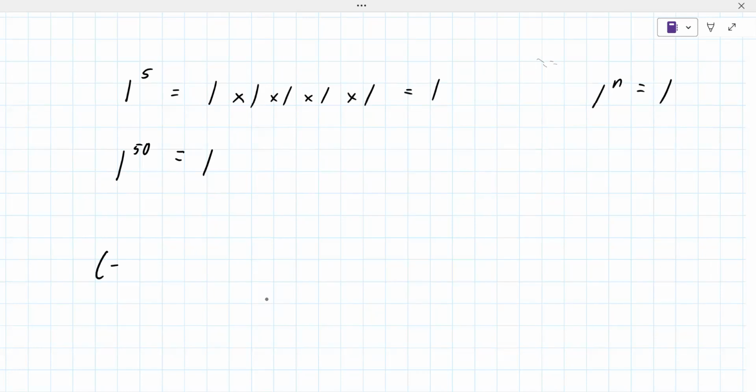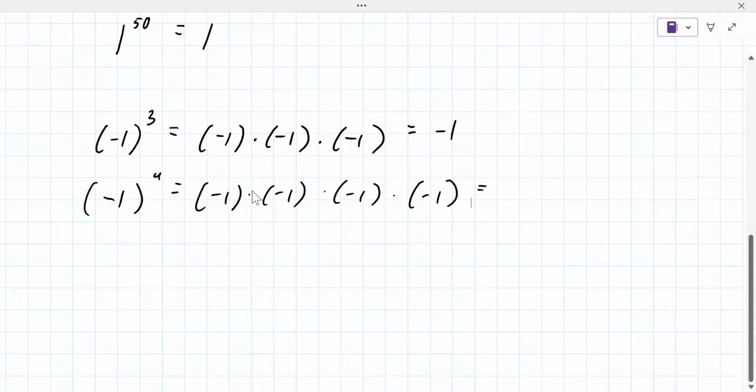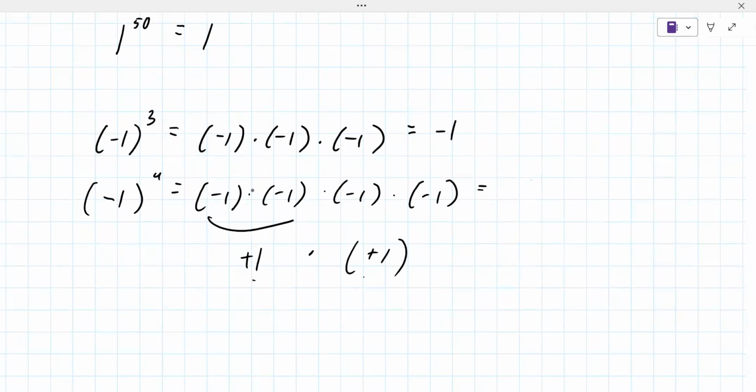Now, what if it's negative 1 to the power of 3? That's negative 1 times negative 1 times negative 1, which would be -1. What is negative 1 to the power of 4? -1. Let's write it out. Negative 1 times negative 1 times negative 1 times negative 1. Do you want to change your answer? No. Okay. Negative 1 times negative 1 in this first grouping is positive 1. And in the second grouping, it's positive 1. What is positive 1 times positive 1? Positive 1.